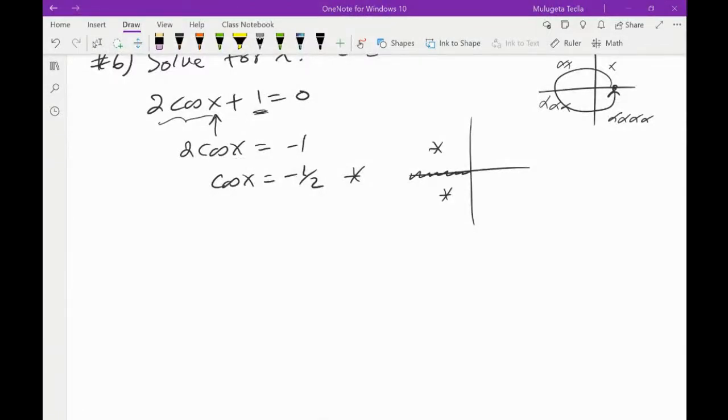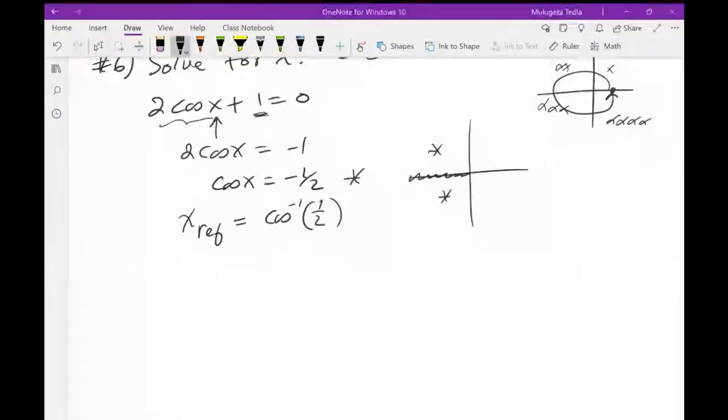So what is the reference angle? The reference of x, I will call it x reference, equal to cosine inverse of, ignoring the negative, 1/2. We used this in parametric curves when we were finding the angle of the force or the vector, what have you, right? What is that?